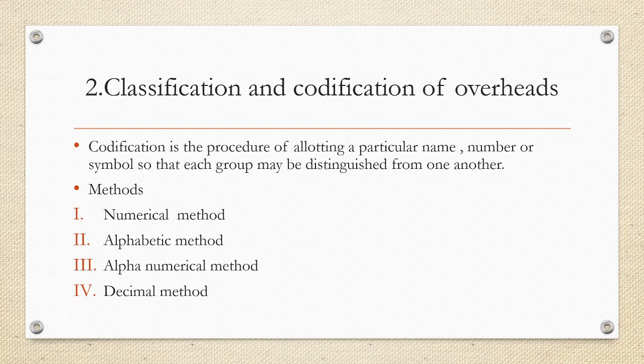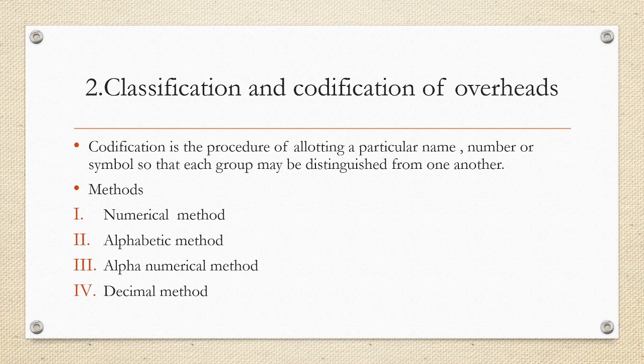Now the second method which is used is the alphabetic method. Here English alphabets are used to codify the overheads. For example, instead of writing repairs, the code given is R, and instead of writing depreciation, we use the alphabet D. So whenever R is mentioned, it means repairs. Whenever D is mentioned, it is depreciation. Whenever L is mentioned, it means lighting. So English alphabets are being given to codify the overheads.